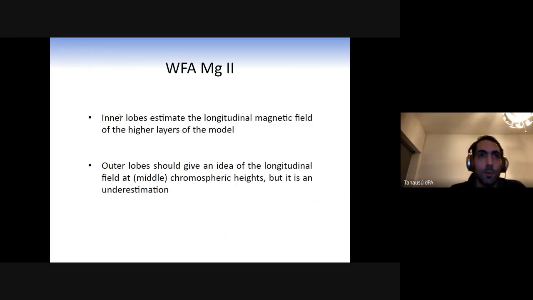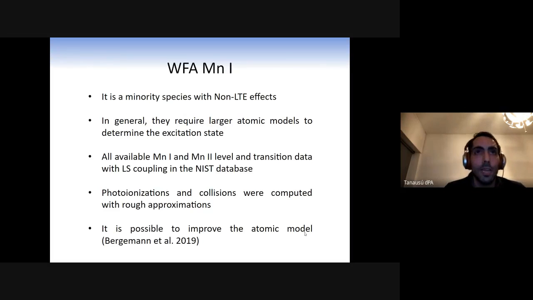So what can we conclude? Well, the inner lobes give us an estimation of the longitudinal magnetic field of the higher layers of the model, while the outer lobes should give an idea of the longitudinal field at the middle chromospheric heights. But we have to take into account that it's always going to be an underestimation of the actual longitudinal magnetic field. Now we can do the same with the manganese, but we'll have to take into account that it's a minority species with non-LTE effects.